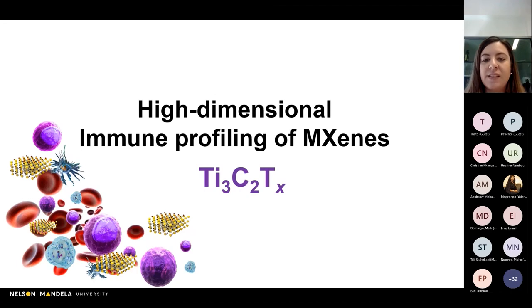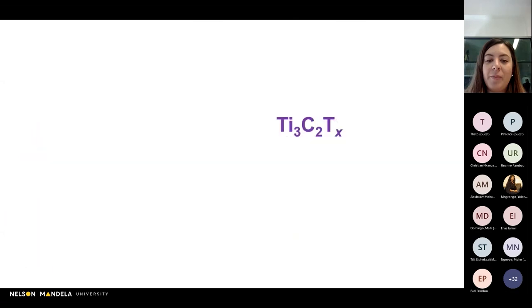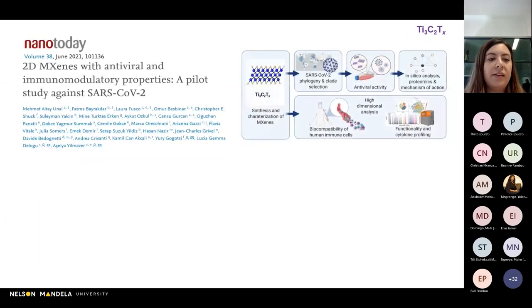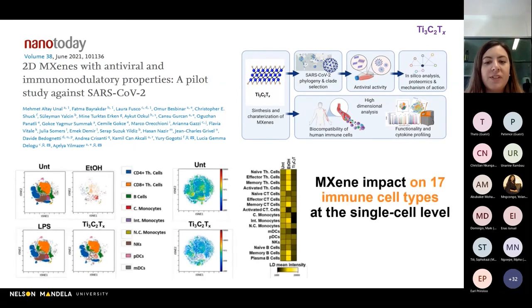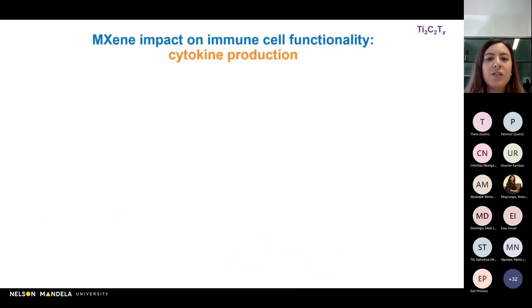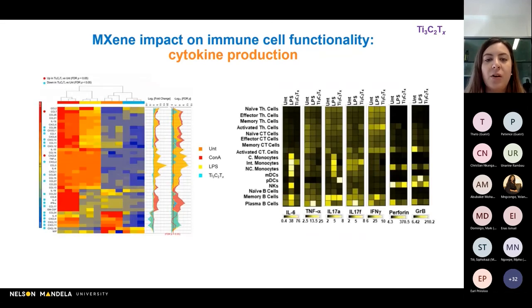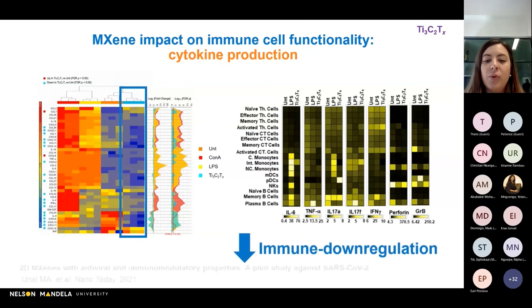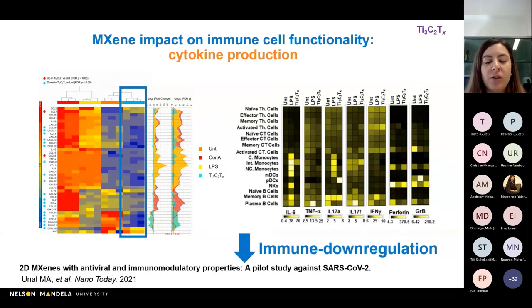We first started with this titanium carbide MXene, which is one of the most studied MXenes in nanomedicine. So we discovered that this titanium carbide MXene was able to induce an antiviral and immunomodulatory activity toward SARS-CoV-2. We first evaluated the MXene impact on 17 immune cell types at the single cell level, detecting the absence of cytotoxicity in all these subpopulations. After this, we evaluated the impact of these nanomaterials on cytokine production, and we detected a strong immune downregulation in all the samples treated with this MXene.